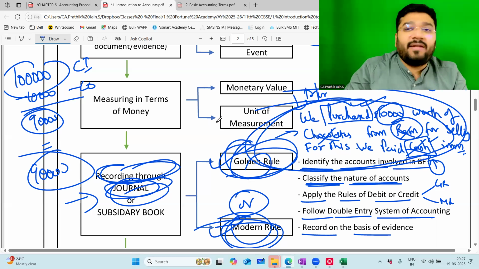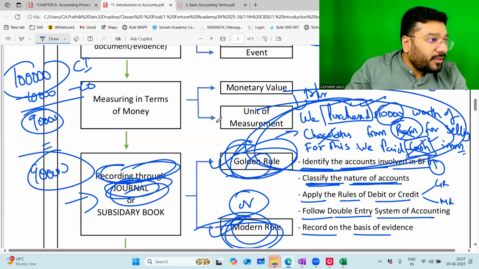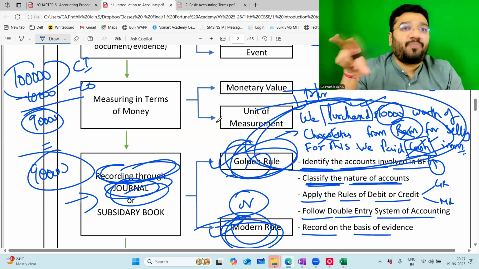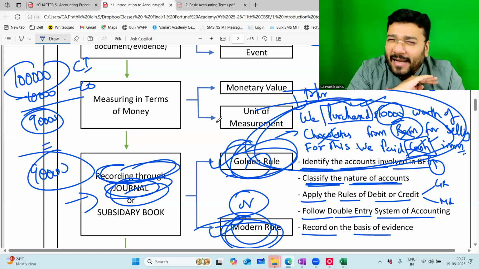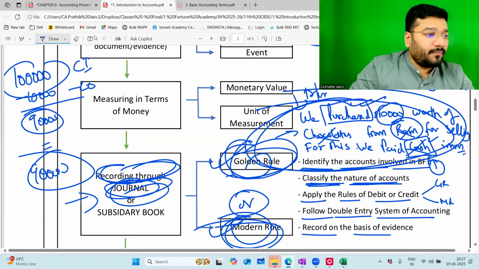Because in the last 7 years of my teaching journey, I know as a student what queries you have. So all those queries have already been captured in my teaching process. So you will have 99.99% no doubt left in your mind. That is my promise. I'll send it. No worries.